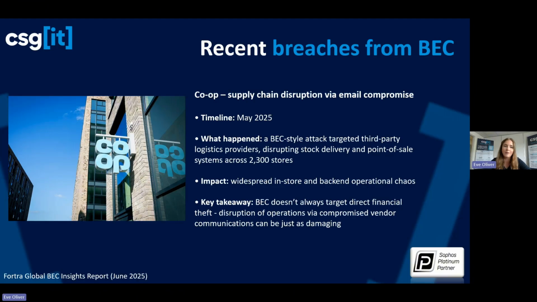Another recent breach example is the Co-op one that everyone has been talking about, and this has disrupted their entire supply chain, again through an email compromise. This happened in May, and this BEC-style attack targeted third-party logistics providers. A lot of our customers work with third-party providers, and we provide support and guidance on how to manage this through our managed services.